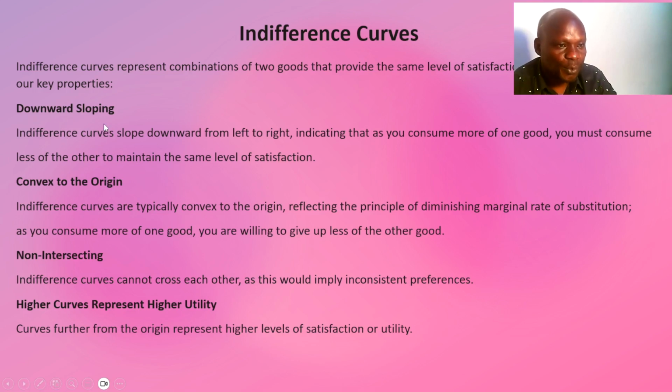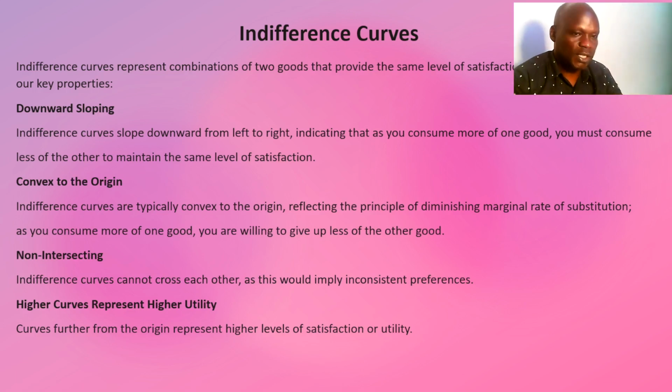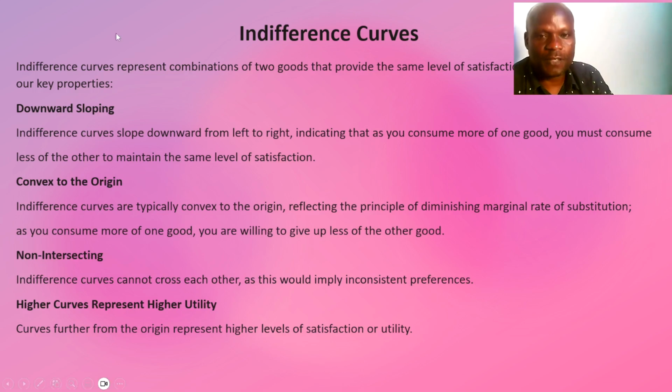They are downward sloping. They are convex to, just a moment. First, we see that they are downward sloping, convex to the origin, non-intersecting. Higher curves represent higher utility.